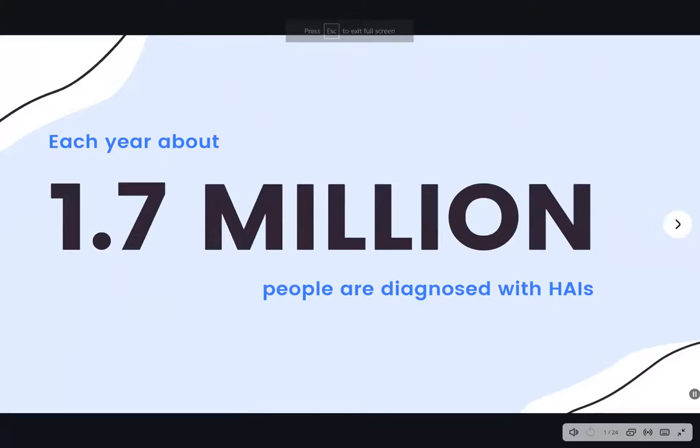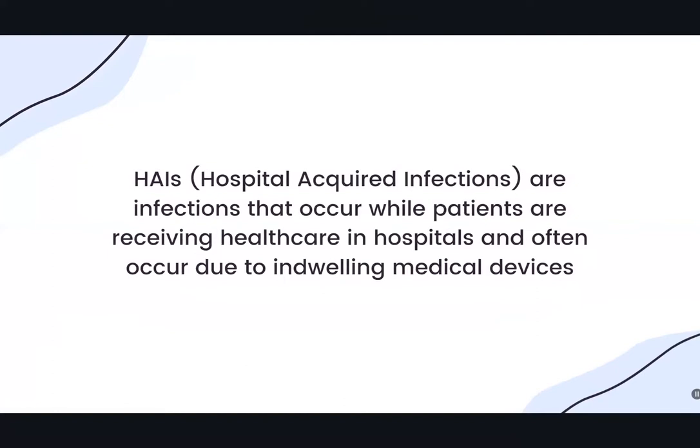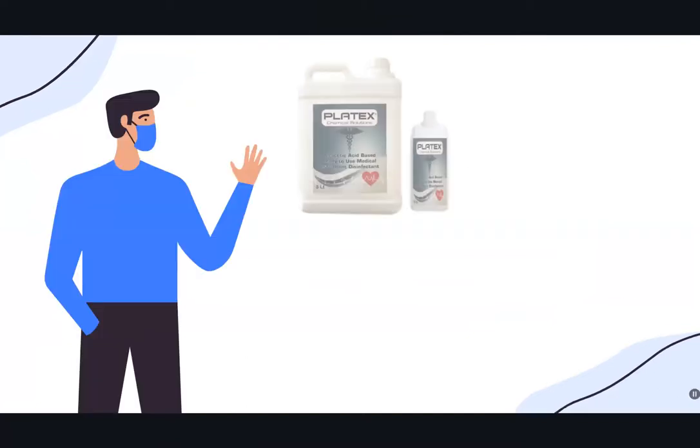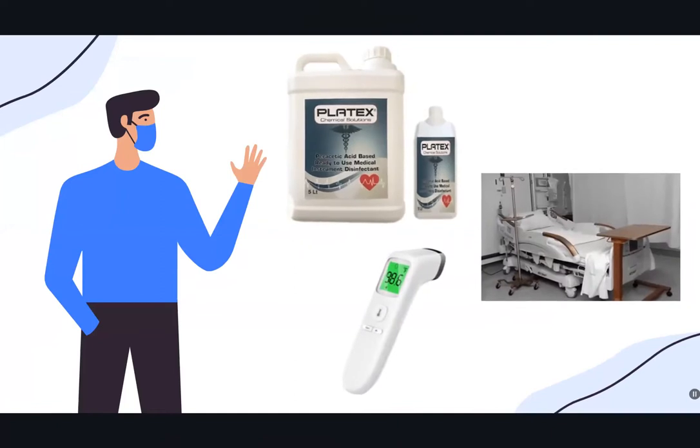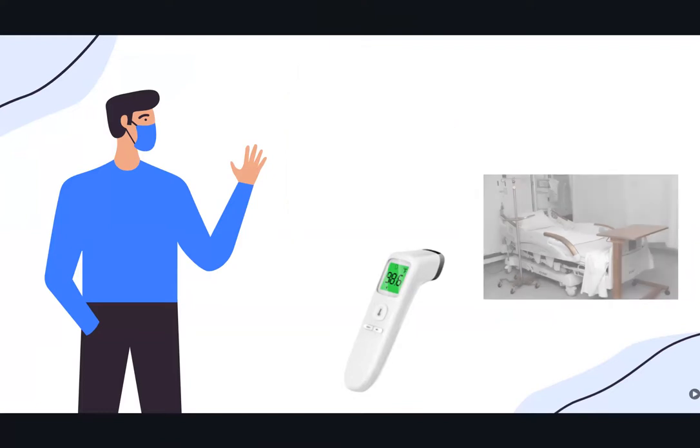Each year, about 1.7 million people are diagnosed with HAIs. HAIs, also known as hospital-acquired infections, are infections that occur while patients are receiving healthcare in hospitals, and often occur due to indwelling medical devices. The most common sanitation treatments in hospitals include disinfectants, antimicrobial surfaces like copper, and no-touch devices. However, these have not been proven to reduce the spread of HAIs.